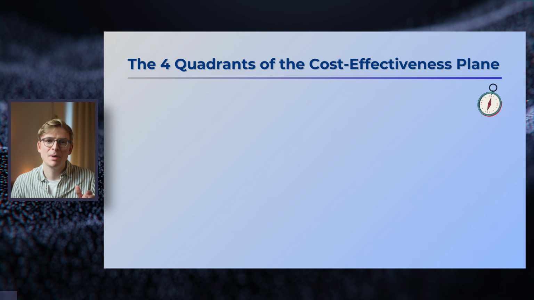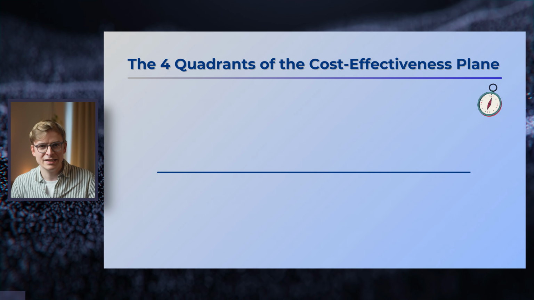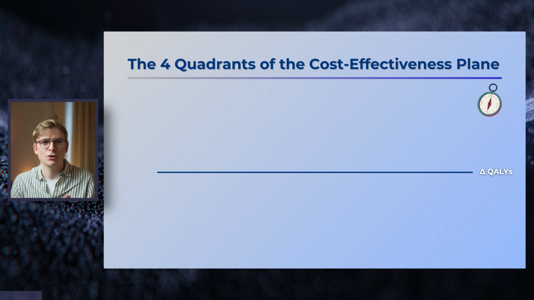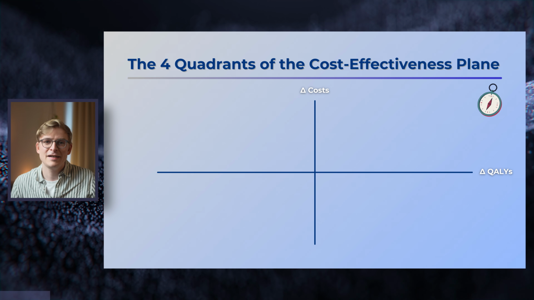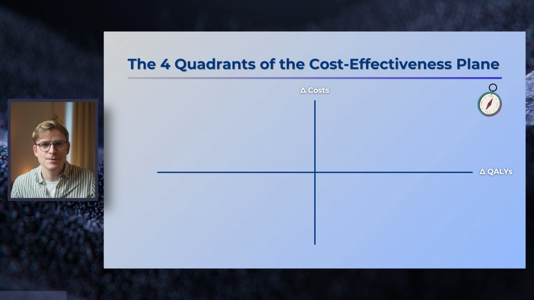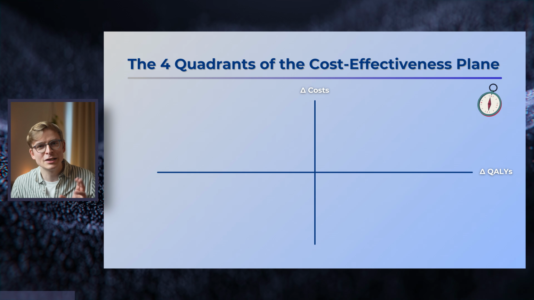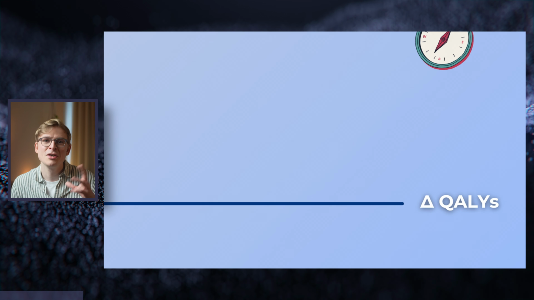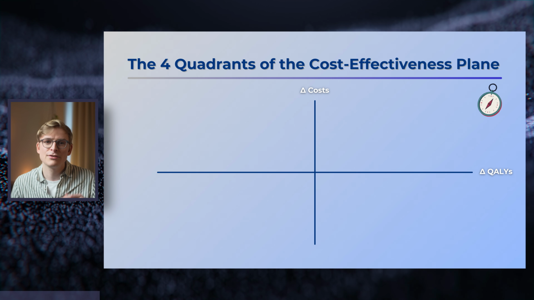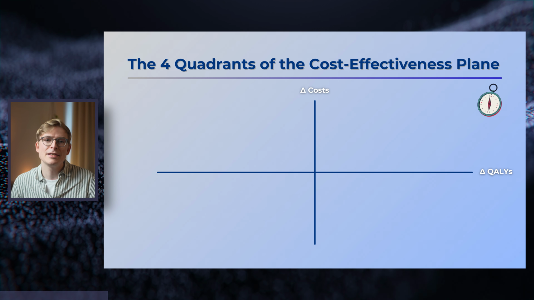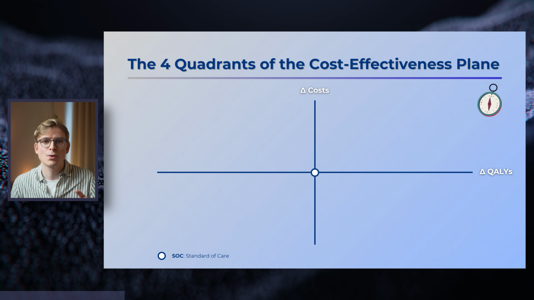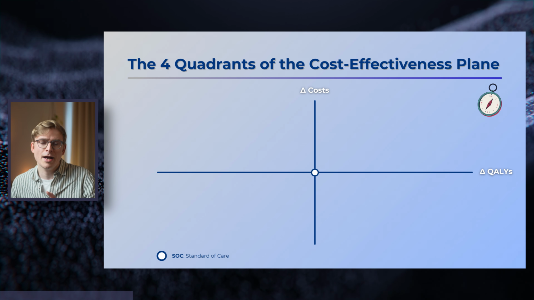As you can see, it combines incremental health effects on the x-axis, which are usually expressed as QALYs, and incremental costs on the y-axis. Incremental effects simply mean that we are interested in the differences between two treatment options. We health economists like to use the little triangle or delta to signal that we are talking about such incremental effects. In this context, new treatments are usually compared against the standard of care, which is plotted at the origin, so the point where the x and y-axis cross.